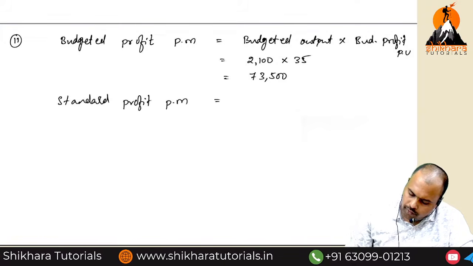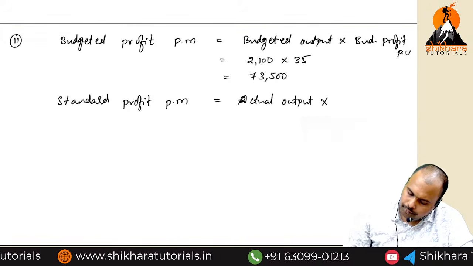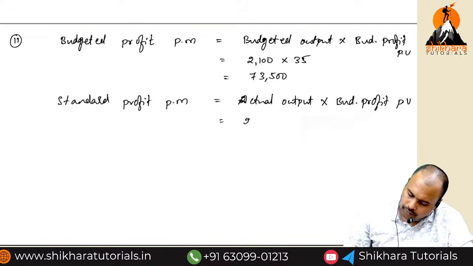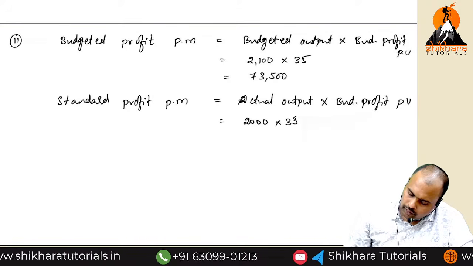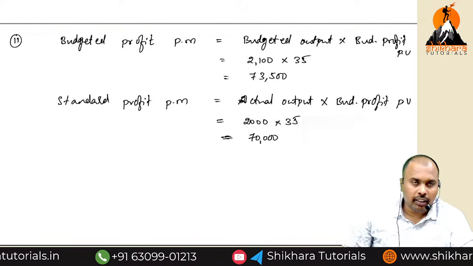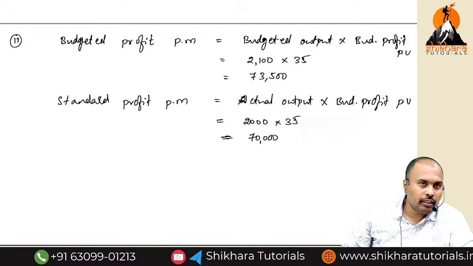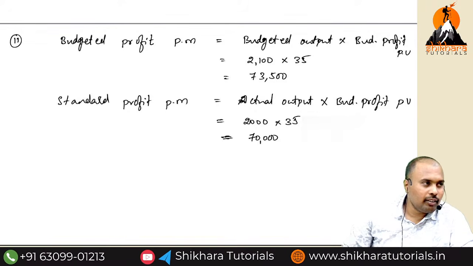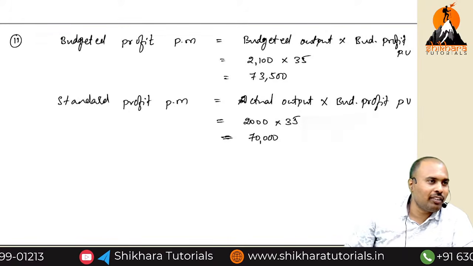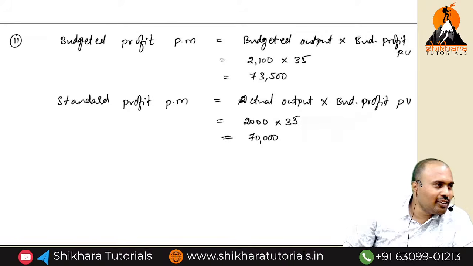Then what about standard profit? Standard profit is always for actual output into budgeted profit per unit, which is equal to 2,000 into 35, which is 70,000. What is sales margin volume variance? What is the answer for sales margin volume variance? 3,500, right? Up to now, that's what we discussed. What is the reason for the difference between budgeted profit and standard profit? Sales margin volume variance only.